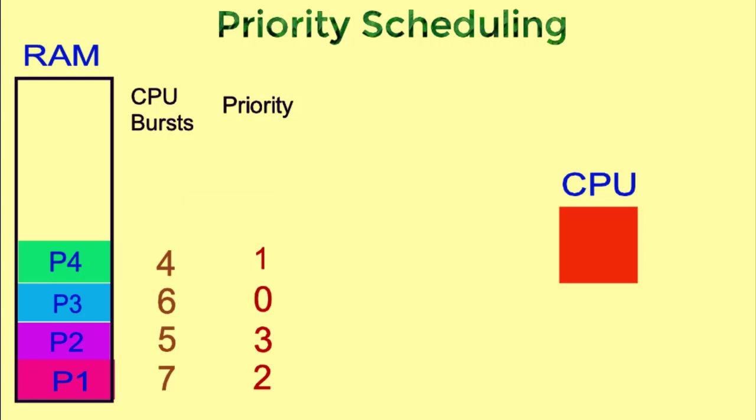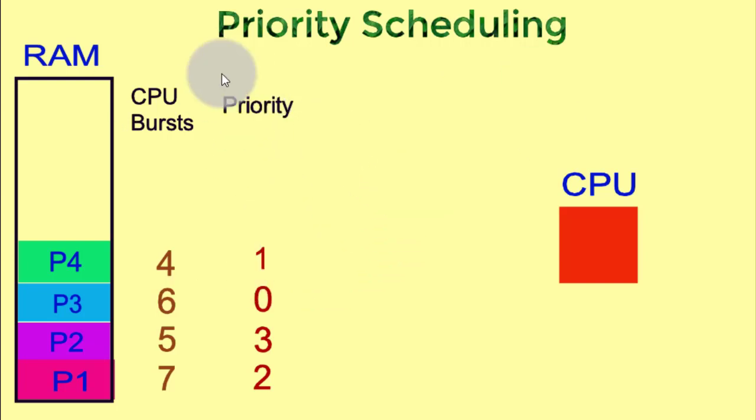So here we see there are two parameters. One is the CPU burst, the other is the priority. For selecting the process, we don't look at the CPU burst, but the priority. As we can see, the priority numbers are given as 1, 0, 3, 2 and so on. In some cases, the process having the largest priority number is selected, and in some cases the priority number which is the least has the highest priority. Okay, so let us consider that particular case.